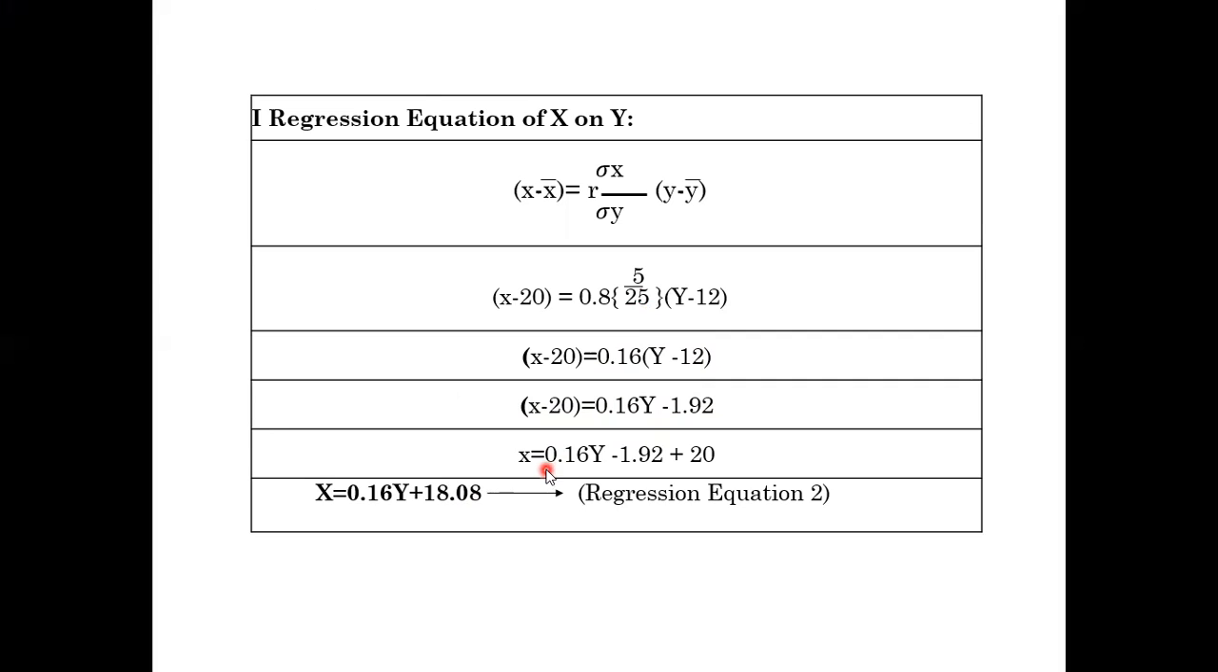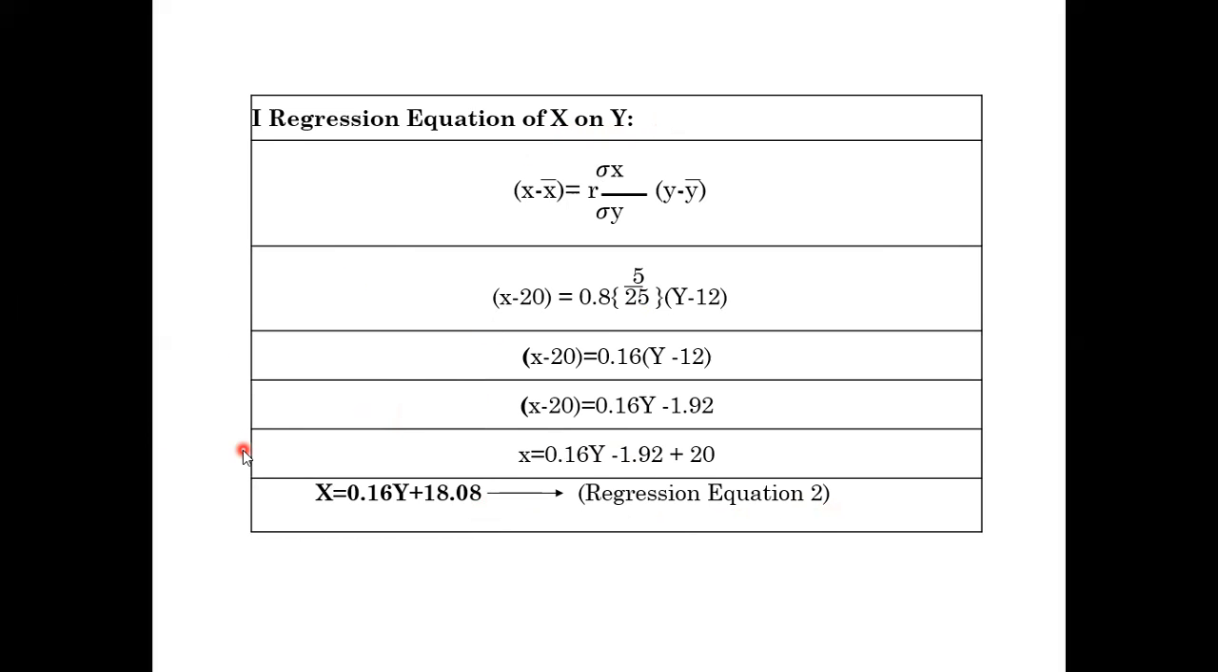So x is equal to 0.16y minus 1.92 plus 20, since bringing the 20 to this side makes it plus 20. Now x is equal to 0.16y, and minus 1.92 plus 20, the plus 20 value is more, therefore you write plus 18.08. This is regression equation 2, that is x on y.